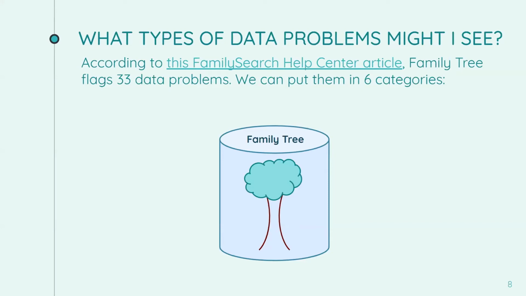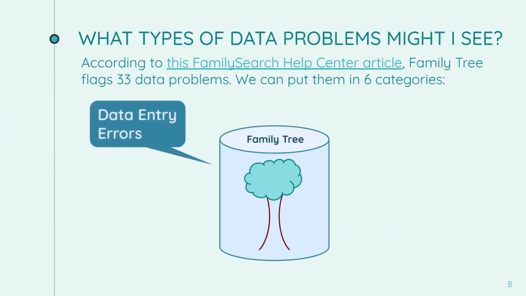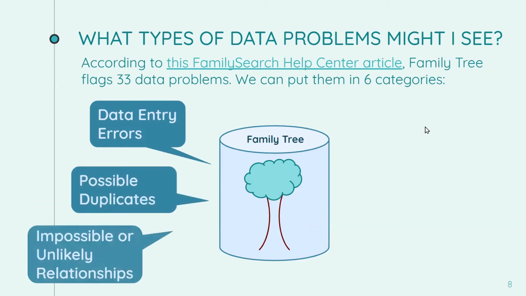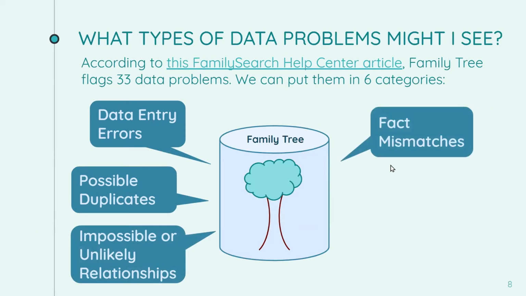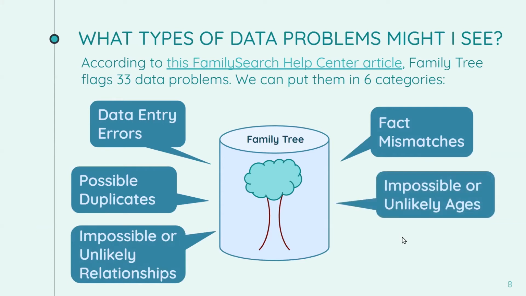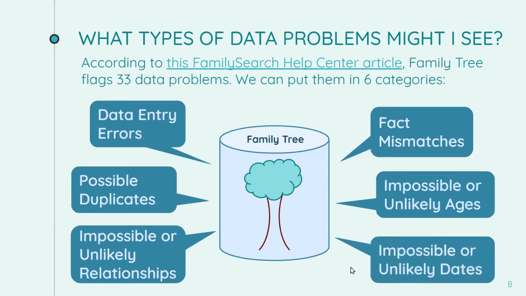So actually what we're going to do is divide them into 6 categories, and then we're going to address the categories. The 6 categories that those 33 problems fall into are data entry errors, possible duplicates, impossible or unlikely relationships, fact mismatches, and we are going to explain what these all are, impossible or unlikely ages, and impossible or unlikely dates.